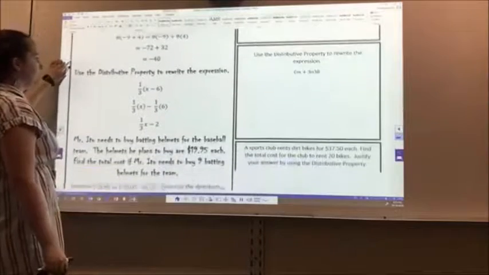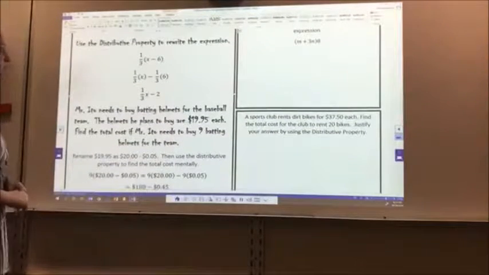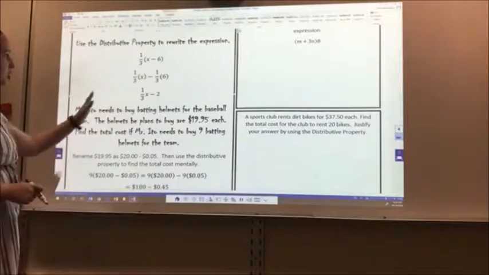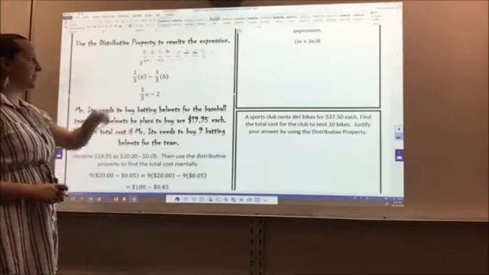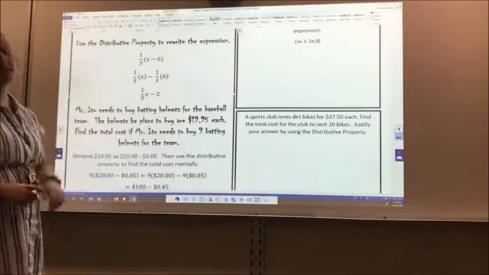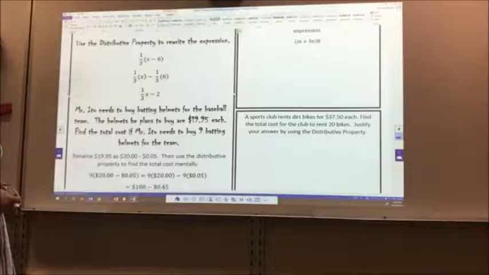I can also use the distributive property to rewrite the expression 1/3 times the quantity x minus 6. I can distribute the 1/3 to the x and to the 6. So 1/3 x, and then 1/3 times 6 is actually 2. So 1/3 x minus 2.